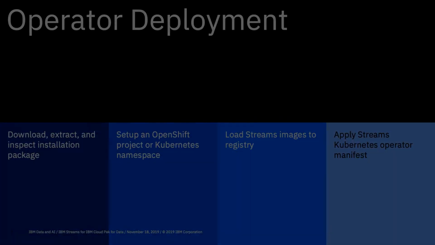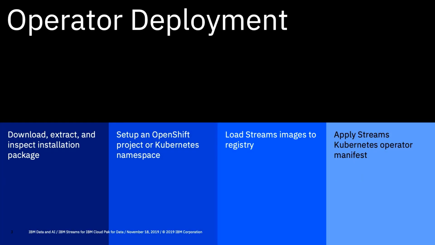Let's begin. For the Streams Kubernetes operator deployment, there are 4 main steps to perform. First, download, extract, and inspect the installation package. Second, set up an OpenShift project or Kubernetes namespace. Third, load the bundled Streams images to an image registry. And finally, apply the Streams Kubernetes operator manifest.